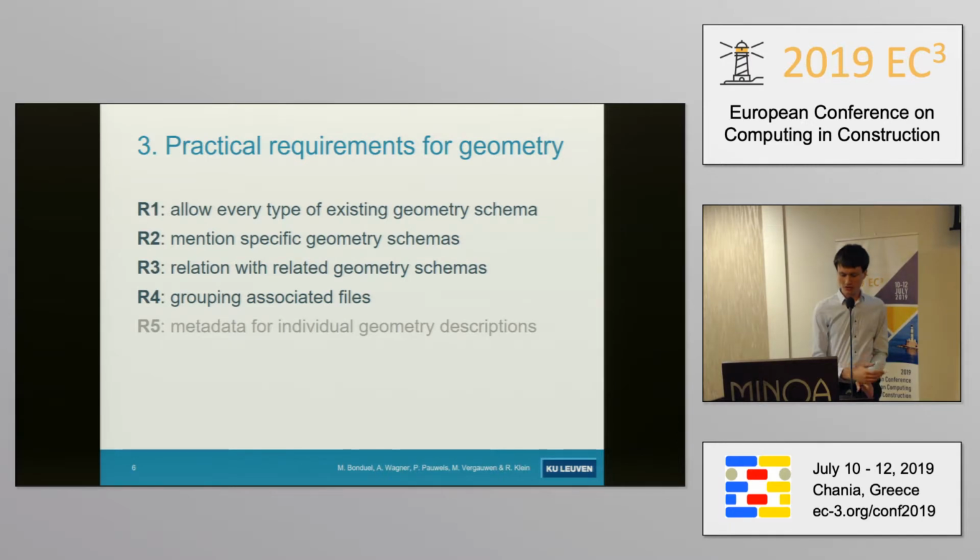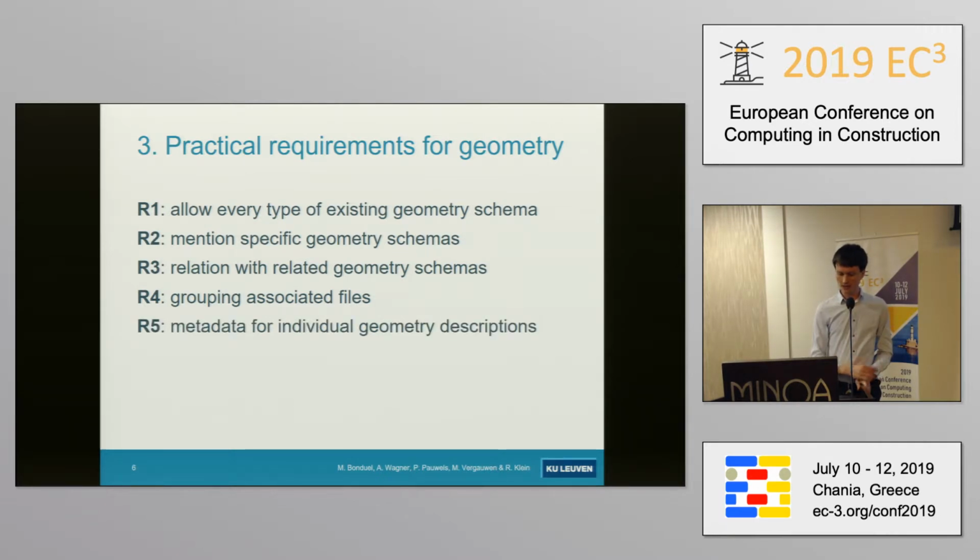Some geometry schemas also have associated files. Good examples are material files and textures, and we need to be able to say that a certain geometry description goes with a certain texture. So these files, these descriptions have to be grouped.